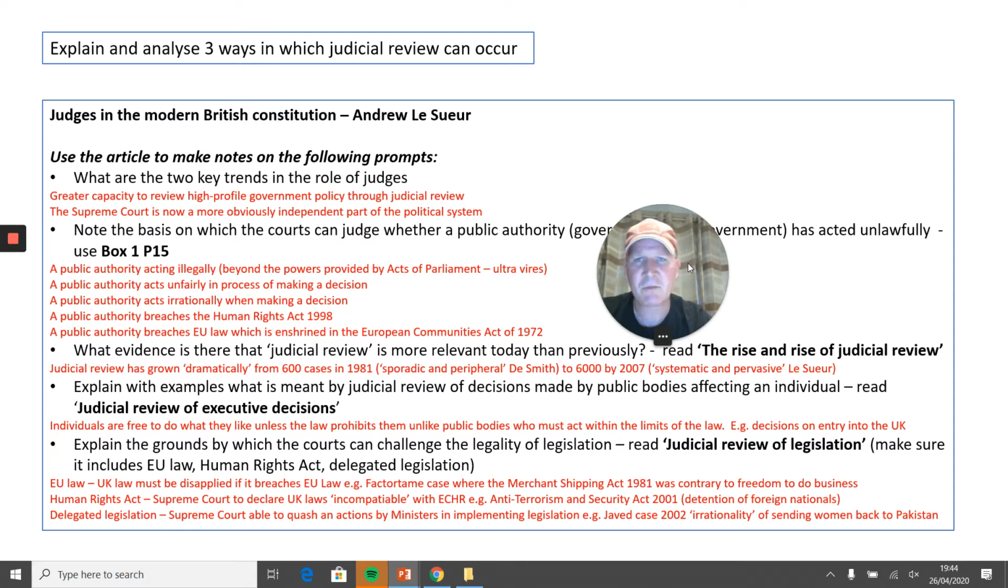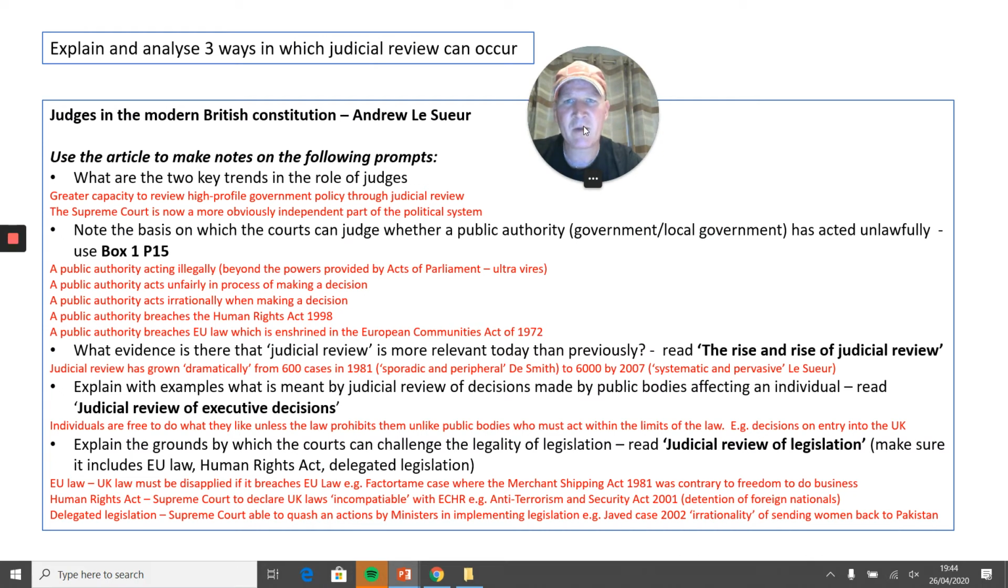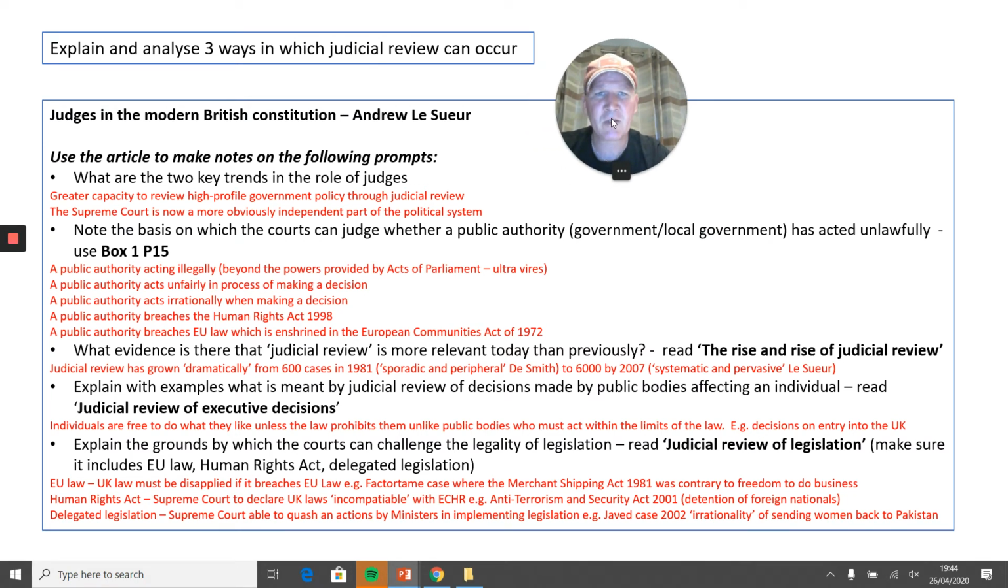So as we can see here, judicial review, according to Lesueur, has certainly emerged and grown over time, certainly much more prominent than it was before, and will help us to answer the analysis of how Supreme Court judicial review can occur.